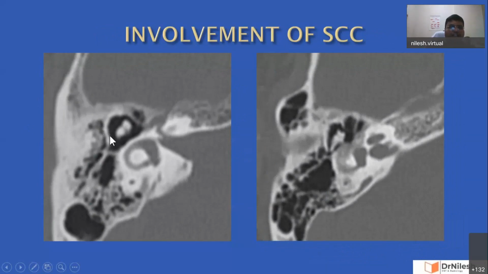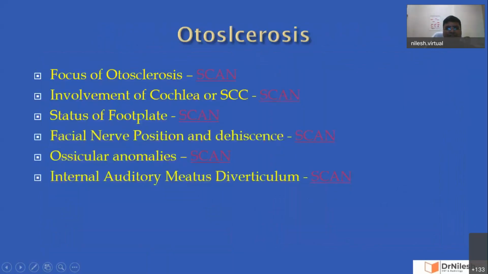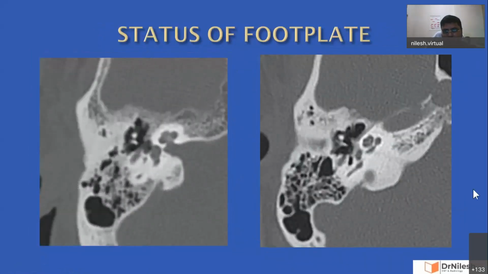You have to judge it with the level of the middle ear. So this is the Korner's septum. In most of the scans you will be seeing this Korner's septum, may be complete or incomplete. So that was the Korner's septum. Here also you can see Korner's septum.